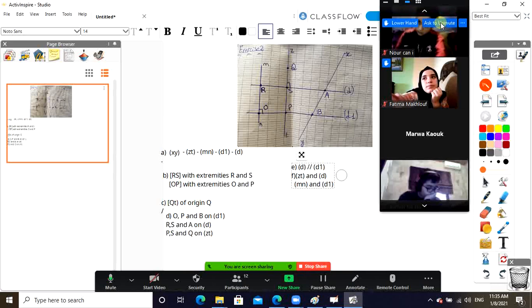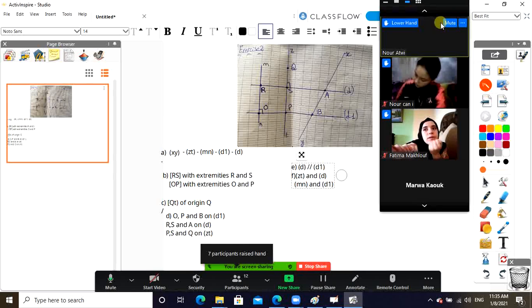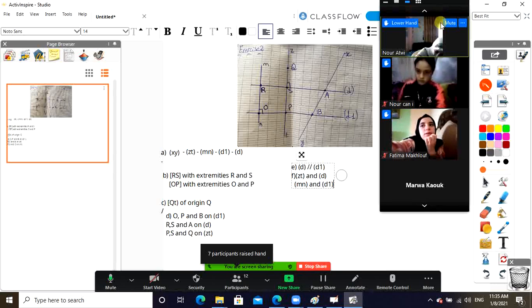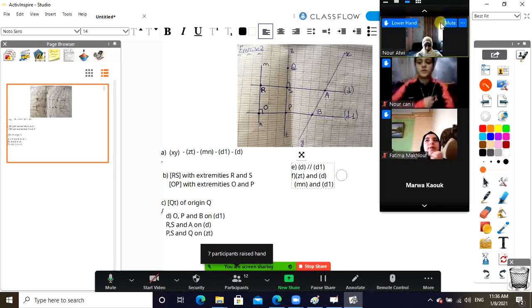MN also, and D, ZT and D1 also. Yes or no? Yes. It's the rule: if any parallel lines, any perpendicular to the first is perpendicular to the other. So ZT is perpendicular to D1 at the same time, and also MN is perpendicular to D and D1 at the same time.